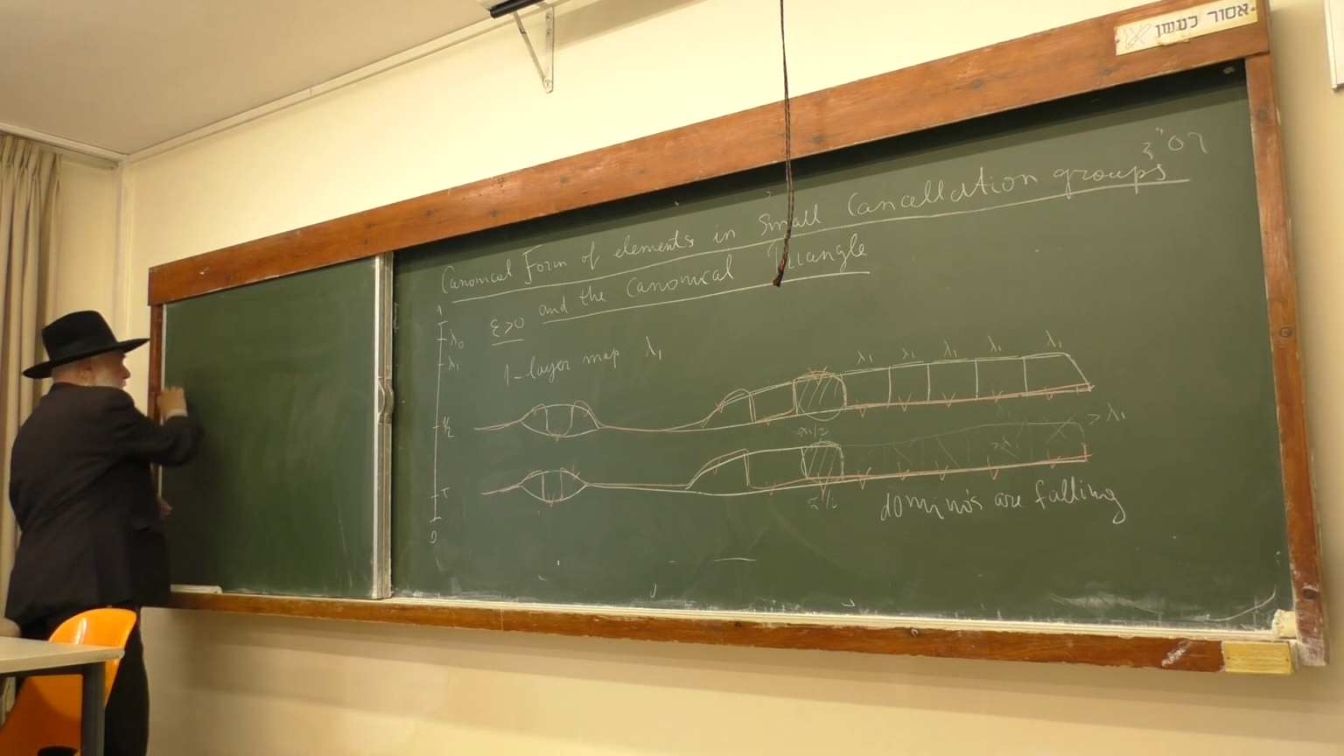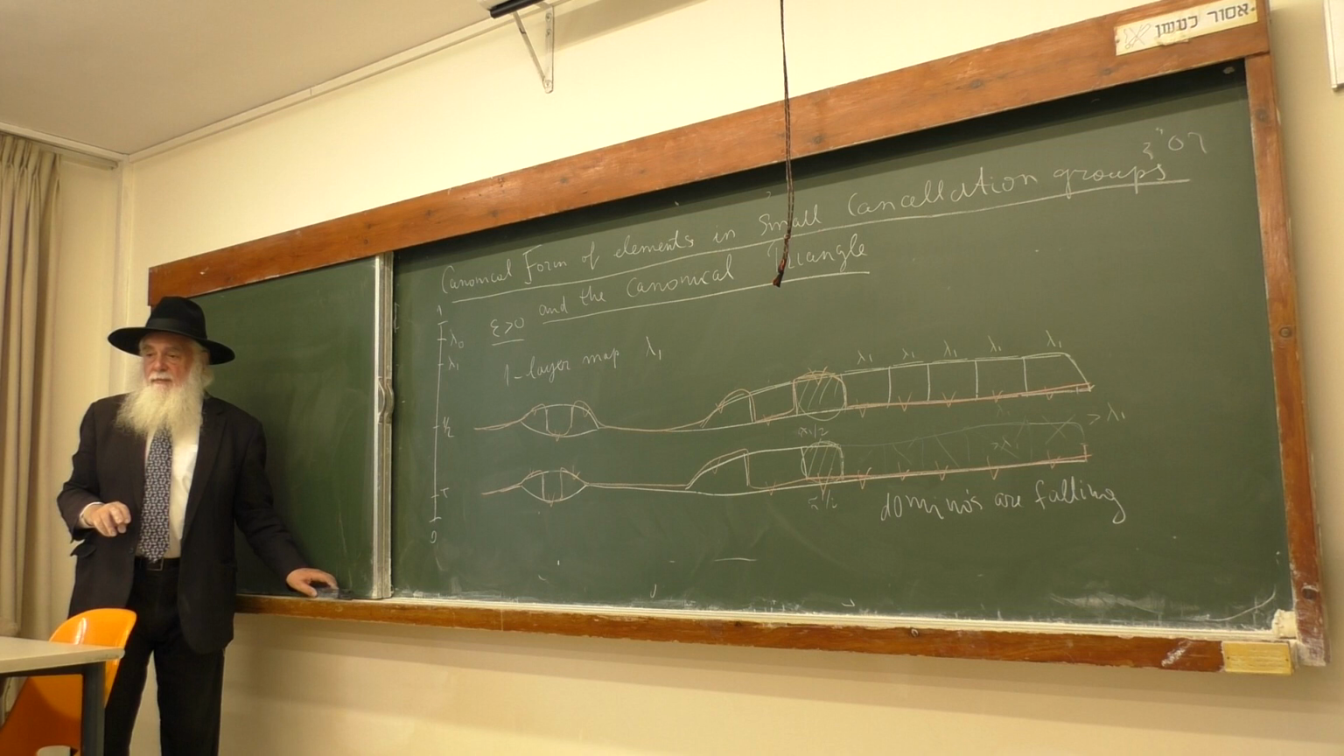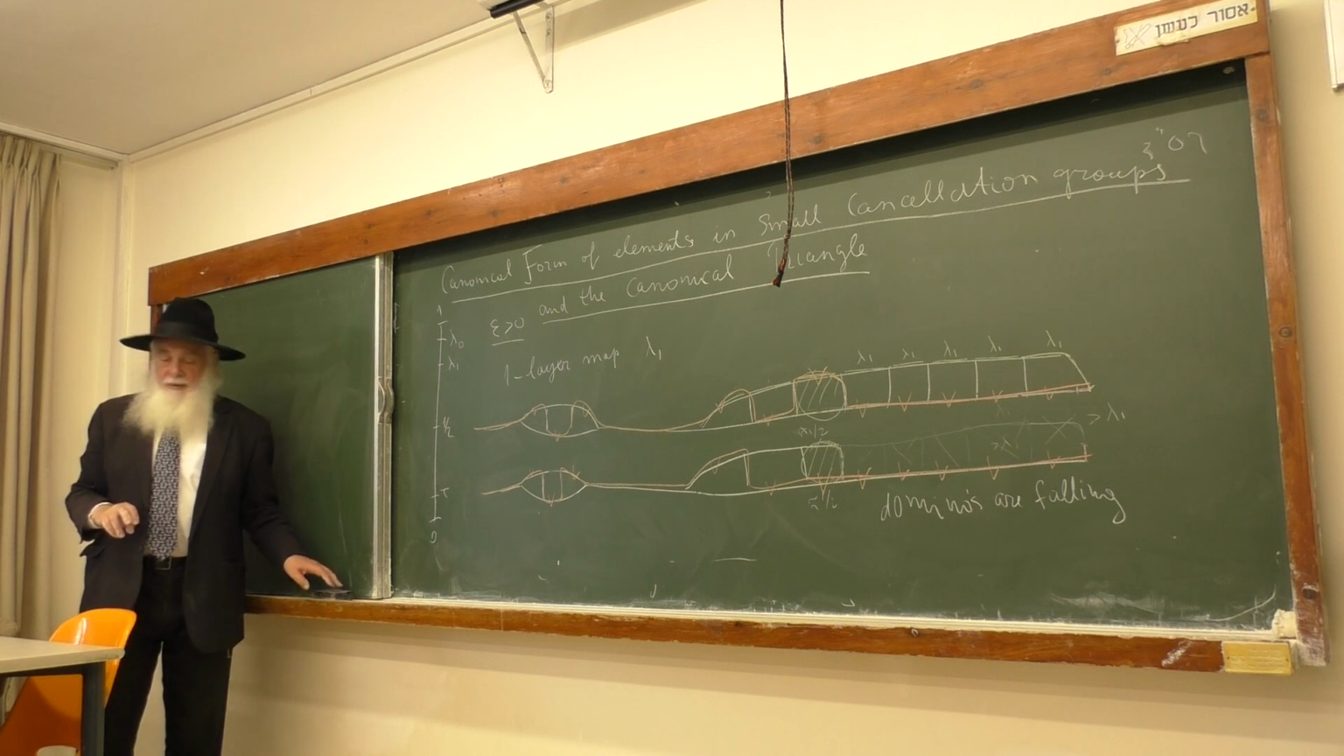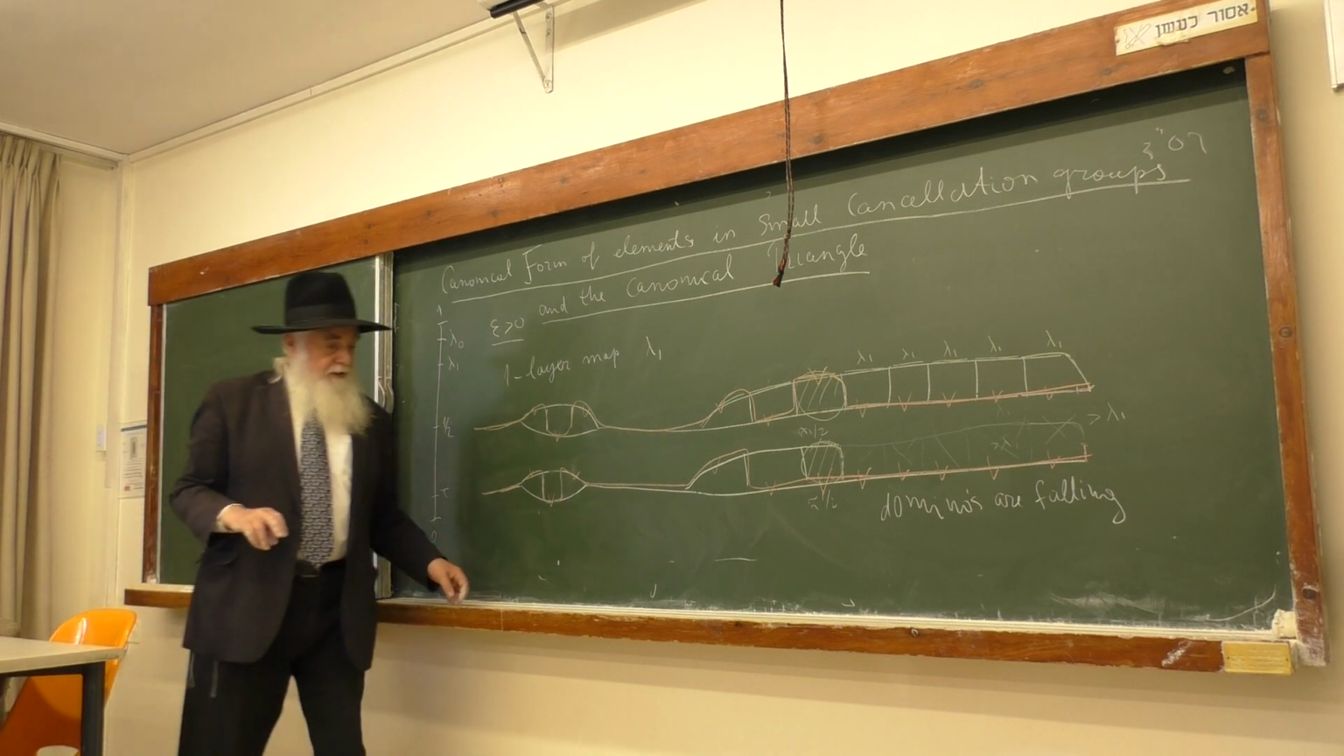You're saying that adding an edge will change the canonical form just by one cell? Yes. But let me say it precisely.